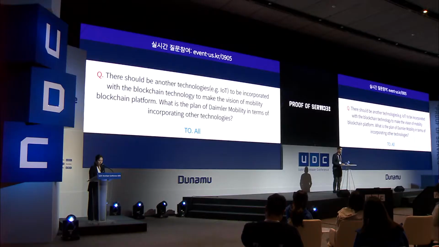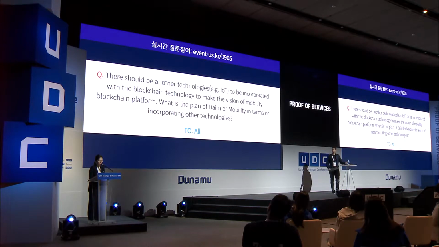And the next question is, there should be other technologies, i.e. IoT, incorporated with blockchain technology to realize the vision of a mobility blockchain platform. What is the plan of Daimler Mobility in terms of incorporating other technologies?